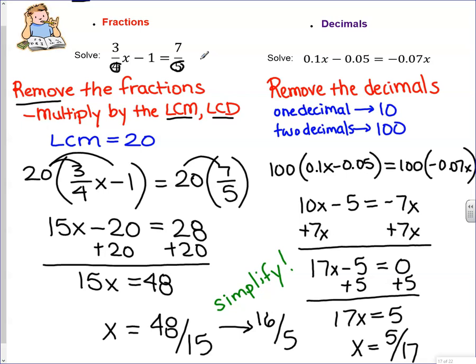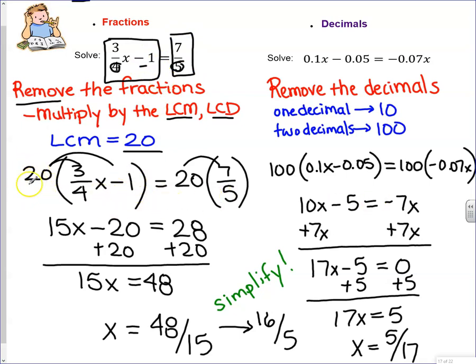5, we would have 5, 10, 15, 20. The smallest number that they both have in their multiples list is 20, right? So we're going to use 20 and we're going to multiply everything on this side and everything on this side by 20. So even if it doesn't have a fraction like this part, it still needs to be multiplied by the 20 to keep it equivalent.